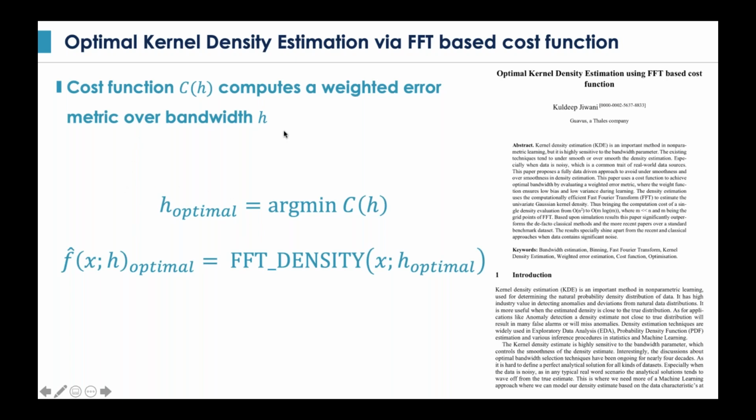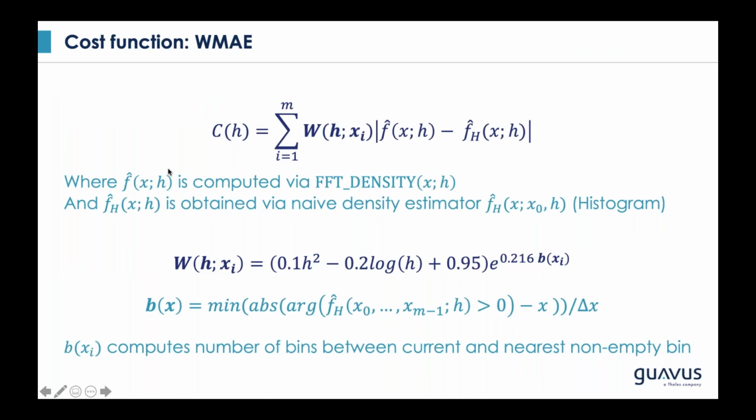So bandwidth, like the smoothness of the data, tells you what is the right kind of thing to fit for it. If you just summarize in a nutshell, what we are doing over here is computing a weighted mean absolute error. This is the cost function. It gives a reference where the histogram is a reference, and from that you can see how much error we are making in our estimation.